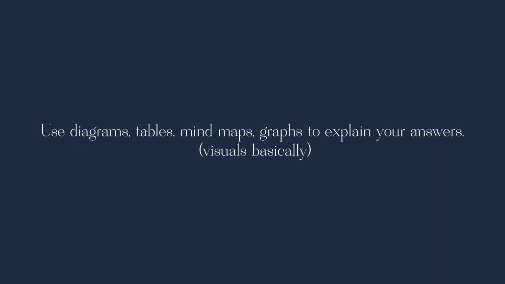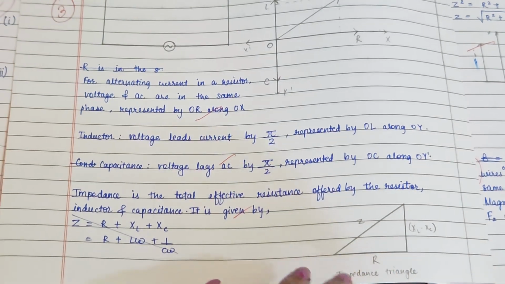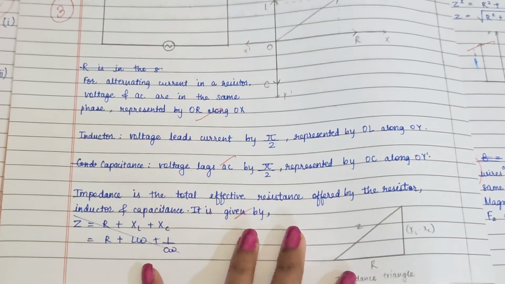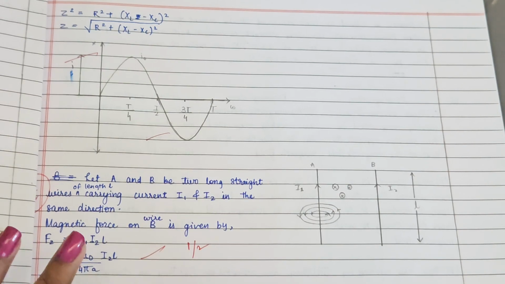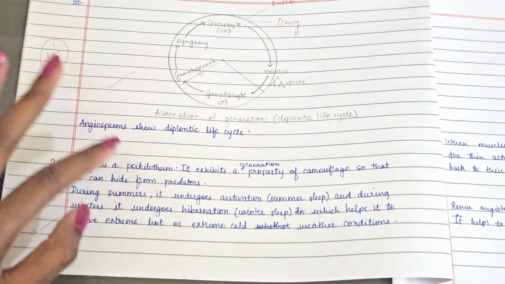The third one is use diagrams, tables and mind maps to explain your answers wherever you can instead of writing it in longer sentences. You'll have a few diagrams to explain your physics derivations as well. You'll have a few graphs in inorganic chemistry, math and physics. So explain your answers using these.